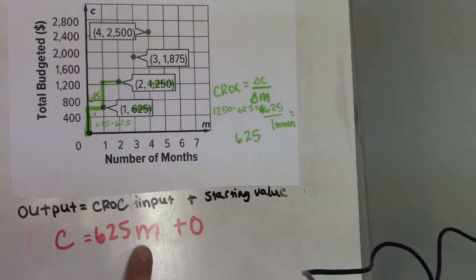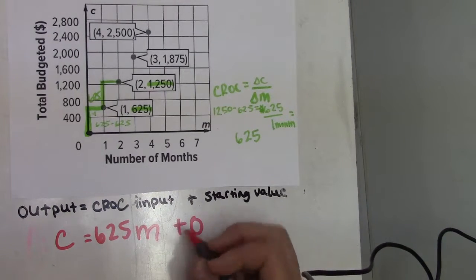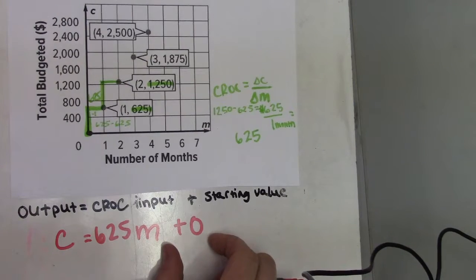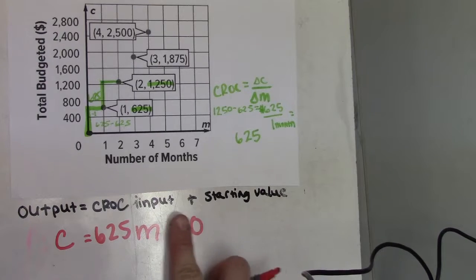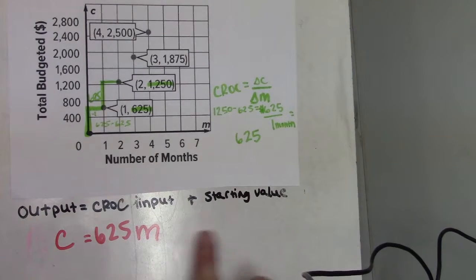We end up with this equation. C equals 625 times the number of months plus 0. Now you remember that this is your identity property. Any number plus 0 is always equal to that number. So we don't see that plus 0 in our equation. We always take it away and just write our equation as 625 times M.